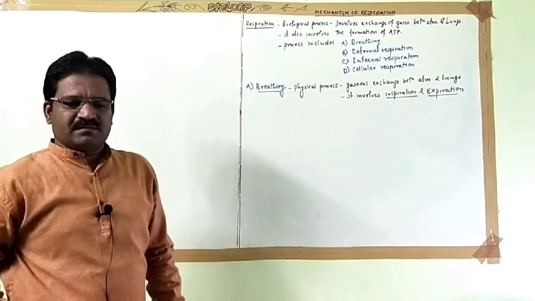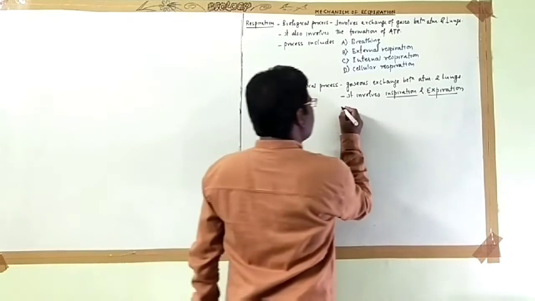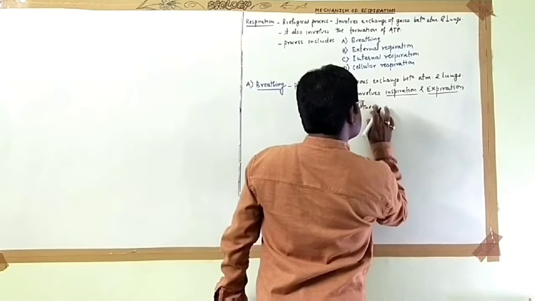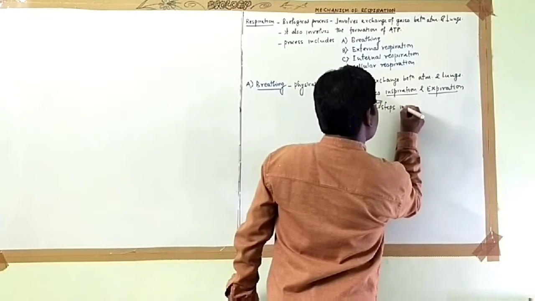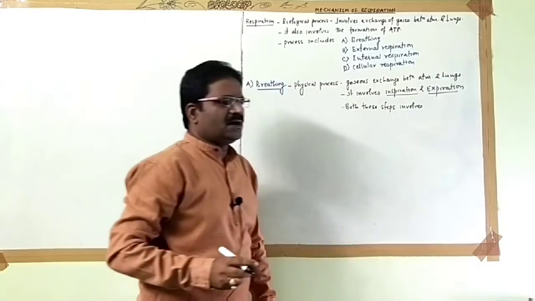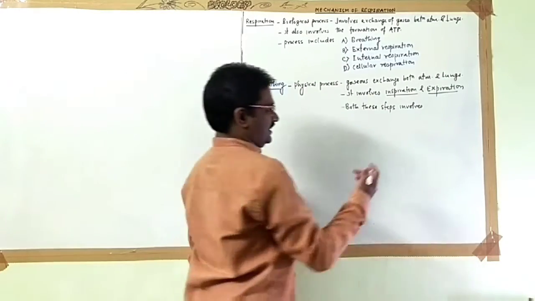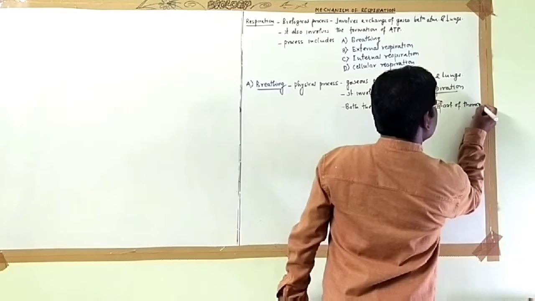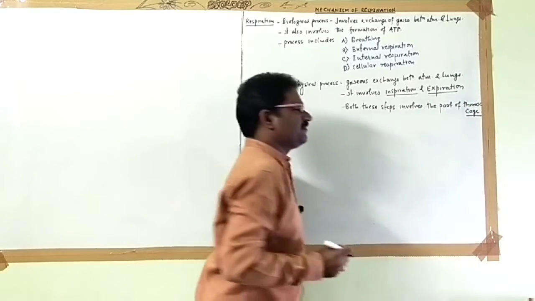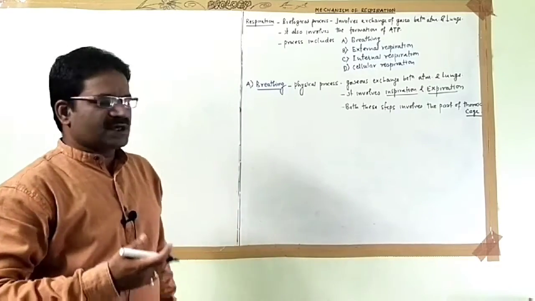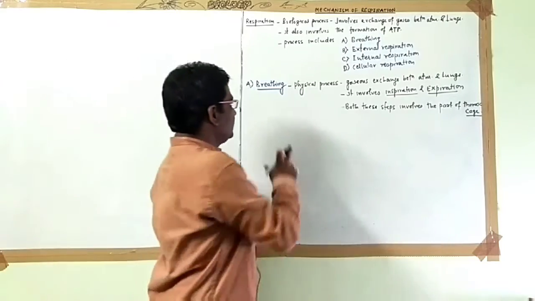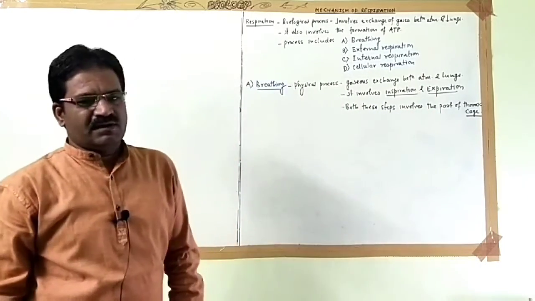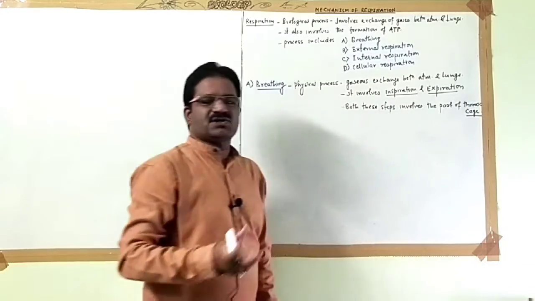Both these steps, inspiration and expiration, involve the parts of the thoracic cage. आता याच्यामध्ये थोरॅसिक केजचे काही पार्ट्स इन्वॉल्व्ह आहे या प्रोसेसमध्ये, ज्या प्रोसेसला म्हणायचं ब्रीदिंग, म्हणजेच इन्स्पिरेशन आणि एक्सपिरेशन. जेव्हा इन्स्पिरेशन आणि एक्सपिरेशन होतं तेव्हा थोरॅसिक केजचे पार्ट्स इन्वॉल्व्ह आहे.